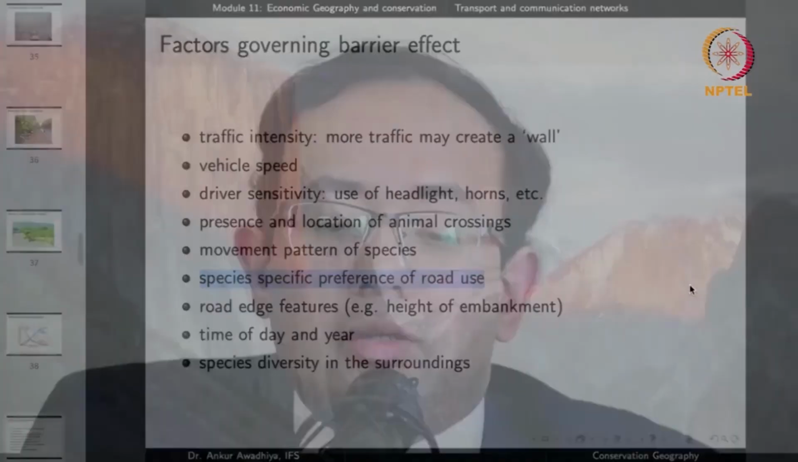It depends on the species specific preference of road use. Now this becomes important because in the case of animals such as snakes, now snakes require a hot surface because snakes are cold-blooded animals. And the road surface, because it is black in color, it absorbs the heat of the sun and it increases in temperature. Now the point with the cold-blooded animals such as the reptiles or the amphibians is that they need to warm up their bodies to start their activities.